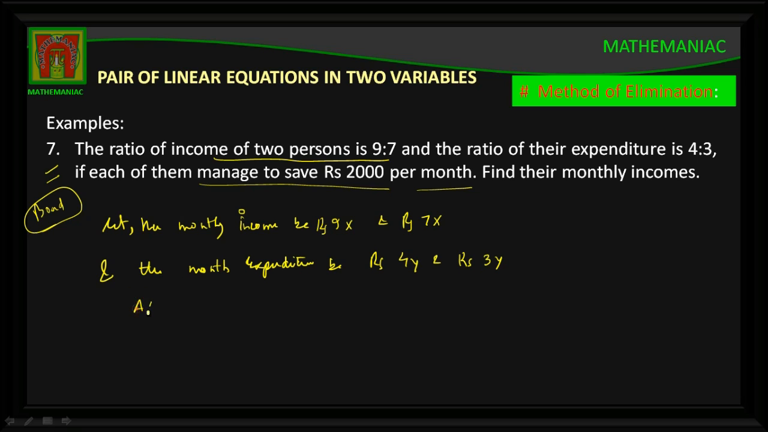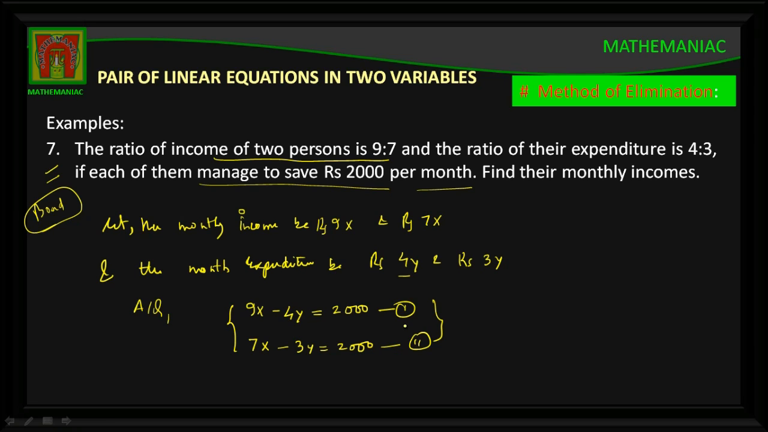Now you see, according to the question, 9x is the amount the first person earns, out of which he is going to spend 4y rupees, and then he saves rupees 2000. This is number one. Similarly, the second person earns rupees 7x. He is going to spend 3y rupees, and still he will be having 2000 in his pocket. So once you form these two equations, your task is done.